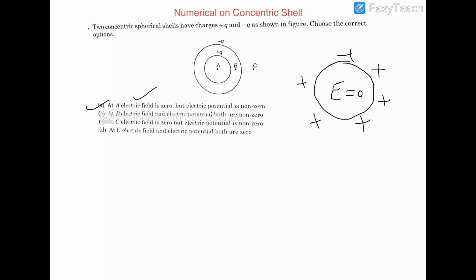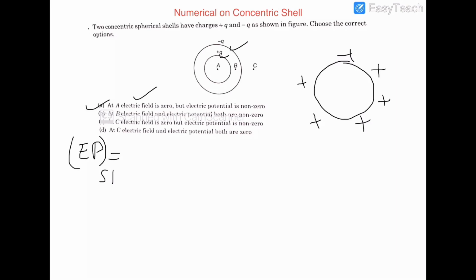So we have to check what is the electric potential inside at point A. Now we know electric potential inside the shell is equal to electric potential on its surface. So we have to calculate what is the electric potential on the surface of this shell. Its electric potential will be equal to electric potential due to itself plus electric potential due to the outer sphere. So I'm writing it as electric potential at the surface of the first shell.